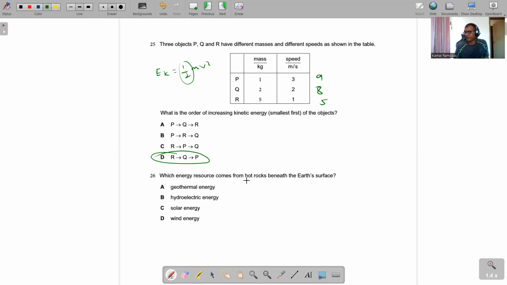Which energy resource comes from hot rocks beneath the Earth's surface? Geothermal. Geothermal.